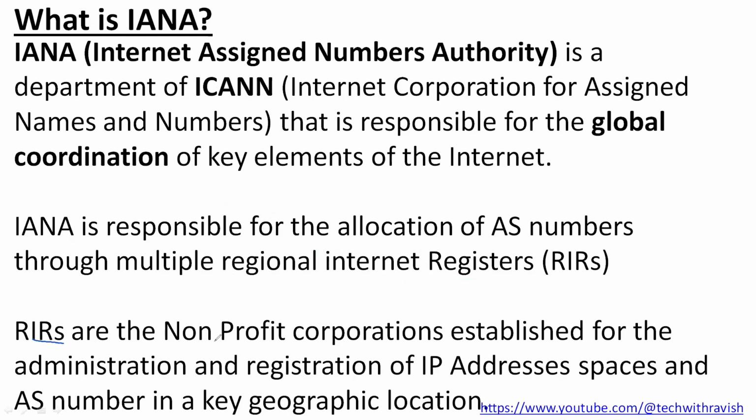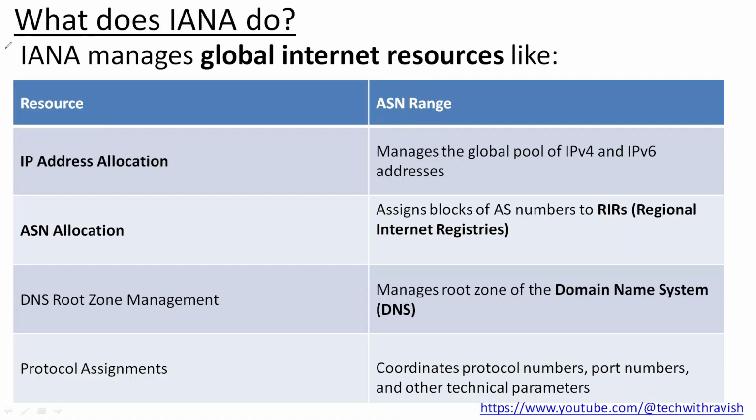The RIRs are non-profit corporations established for the administration and registration of IP address allocation according to geographical locations. That means for a specific geographical location, or specific states or countries, the RIRs provide the IP address space and the AS numbers. IANA does four functions: IP address allocation, AS number allocation, DNS root zone management and protocol assignment.